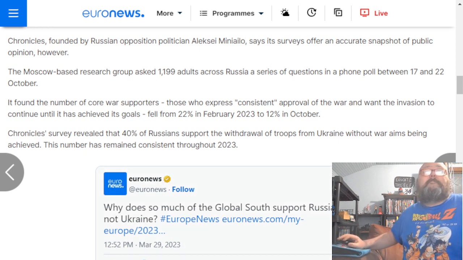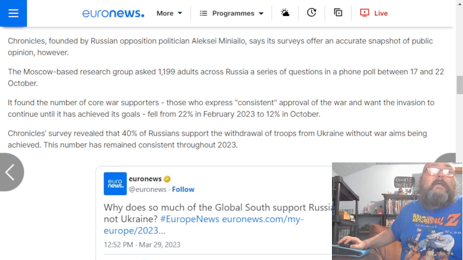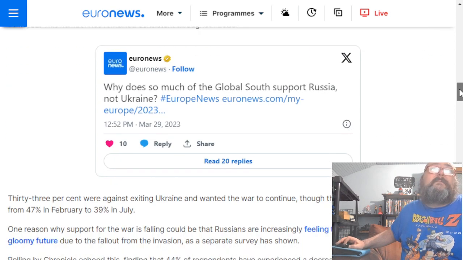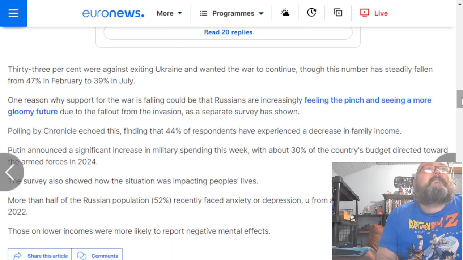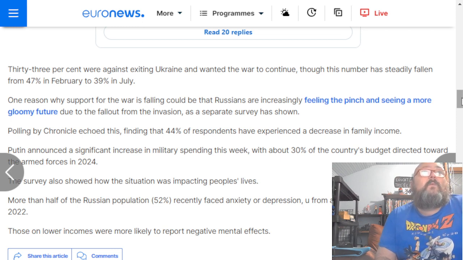So yeah. Average Russians are like, nope. 33% were against exiting Ukraine and wanted the war to continue, although this number has steadily fallen from 47% in February to 39% in July. The reason why the support for the war is falling could be that Russians are increasingly feeling the pinch and seeing a more gloomy future due to the fallout from the invasion.